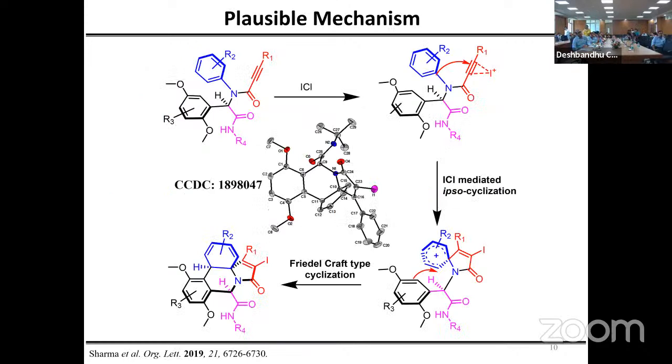This is the proposed mechanism of these molecules, where this iodonium ion, which has a low sigma star orbital, can easily interact with the alkynyl system to generate this intermediate, and this intermediate undergoes ipso-cyclization followed by Friedel-Crafts cyclization to synthesize this phenanthridine-fused heterocycle. The diastereoselectivity was confirmed by single crystal analysis.